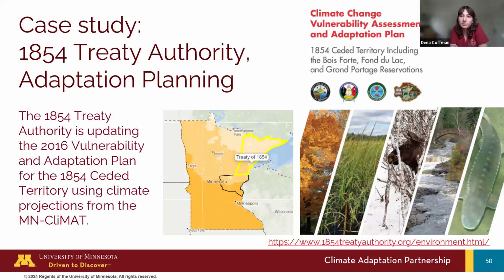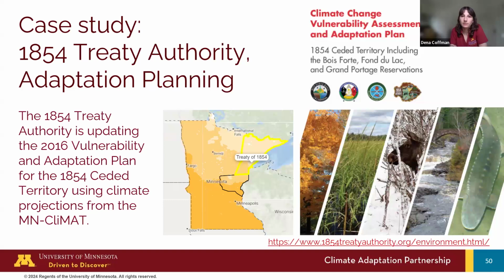And this tool is already being used. I'll just run through a couple of quick examples to show you how. We've partnered with the 1854 Treaty Authority, which is outlined in the yellow portion of this map, and it includes 3 Native nations, to provide climate projections for updating the 2016 Vulnerability and Adaptation Plan for the 1854 ceded territories. So this work is wrapping up now, so keep an eye out for the new publication by the end of this year.